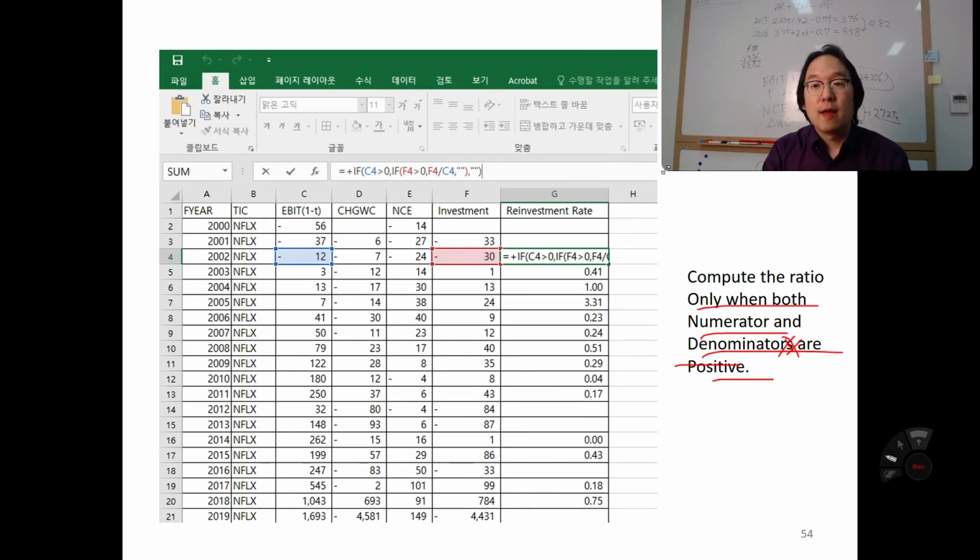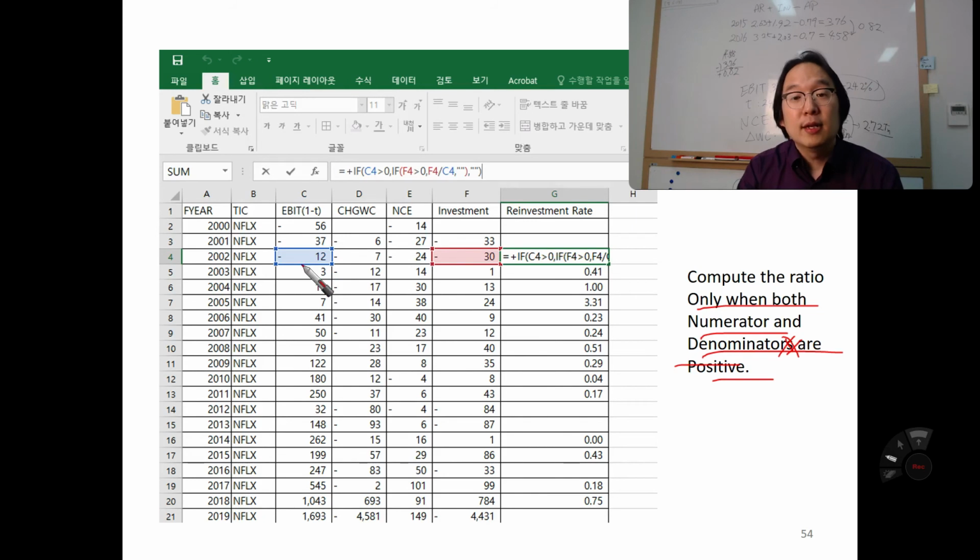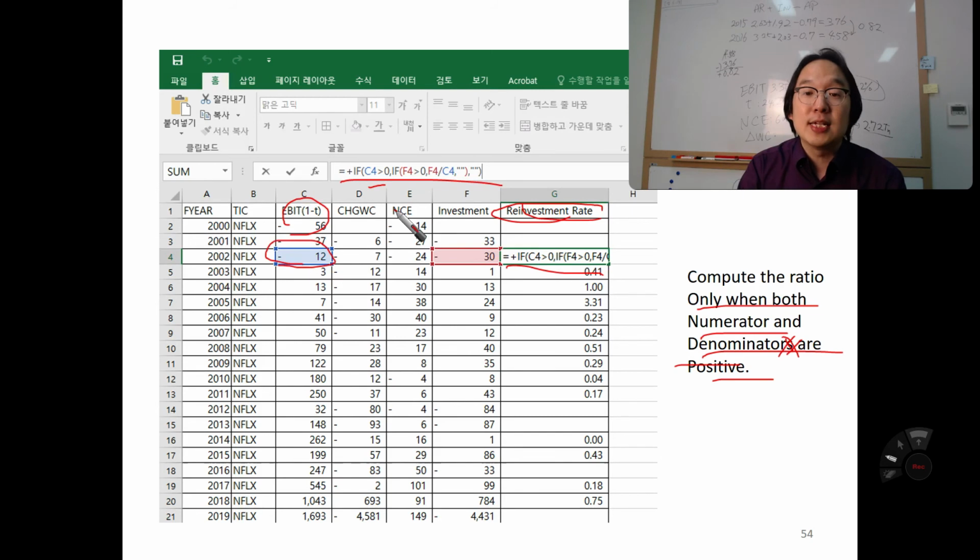Okay, so that's that. Now, if you look at this reinvestment rate in the Excel spreadsheet that I'm going to give you, it looks like this. I use the IF function and set conditions. The first condition: if C4, this cell, if this is negative, if this is positive, then do the following. The second logic is this.